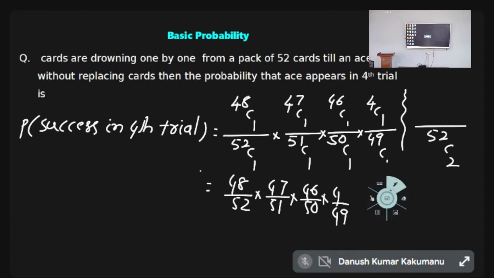Logically, you try to solve every question. Don't apply any formula, not required. If you apply formulas to solve probability problems, your confusion starts. Without formulas, no confusion takes place. Now coming to the next problem.